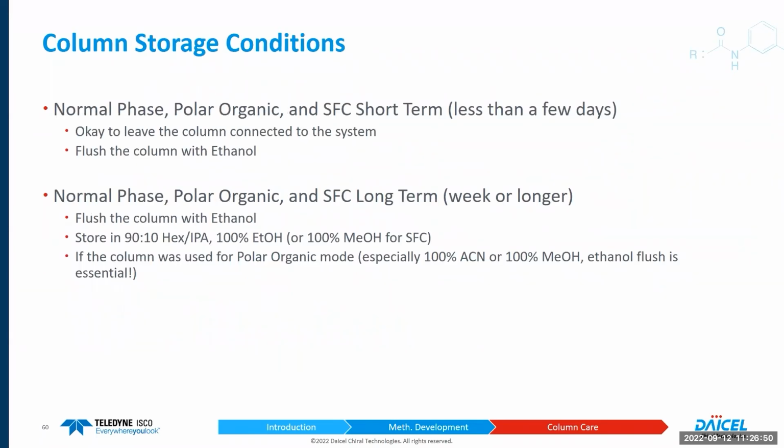Storage conditions can have an effect as well, especially if you're using additives and things like that. You don't really want additives to stay in the column for too long. So for SFC short term, it's okay to leave the column on the system, but make sure that you flush the column with 100% methanol or ethanol at a reduced flow rate, just to make sure that the additive in the modifier is removed. For long-term storage, again, flushing with methanol or ethanol is a good idea before you store it. It can be stored in hexane IPA, which is a normal phase solvent, but for SFC, 100% ethanol or 100% methanol is certainly safe.